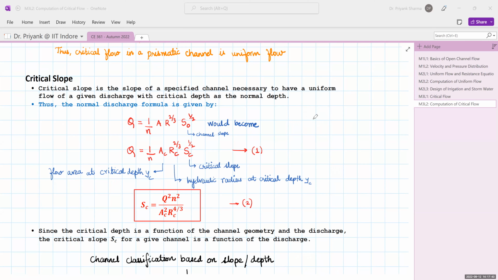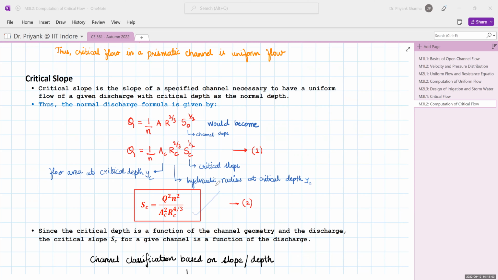The Manning's equation is modified as Q is equal to 1 by n Ac Rc raised to 2 by 3 and Sc raised to half. Ac is the flow area at critical depth, Rc is the hydraulic radius at critical depth, and Sc is your critical slope. Simplifying this equation, we have Sc is equal to Q squared n squared upon Ac squared Rc raised to 4 by 3.